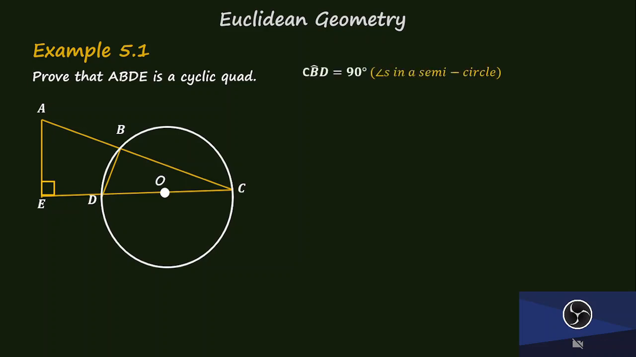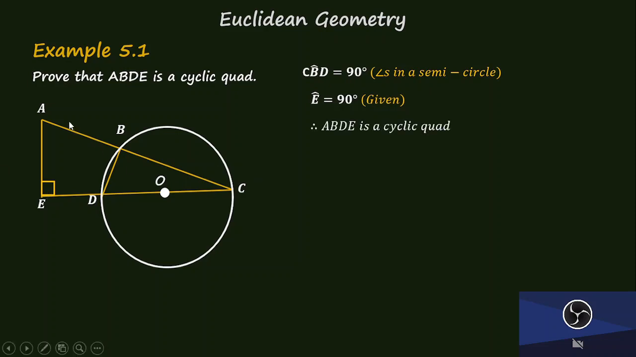Let's start. We can show that CBD is 90 degrees. Why? I just said that O is the center of the circle. Therefore, DC is the diameter of the circle. An angle subtended by a diameter equals 90 degrees. These are angles in a semicircle. So this angle here, CBD, is 90 degrees, right? And then E is 90 degrees. It's given to us.